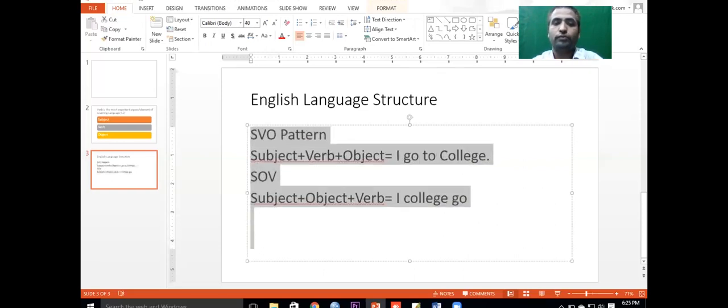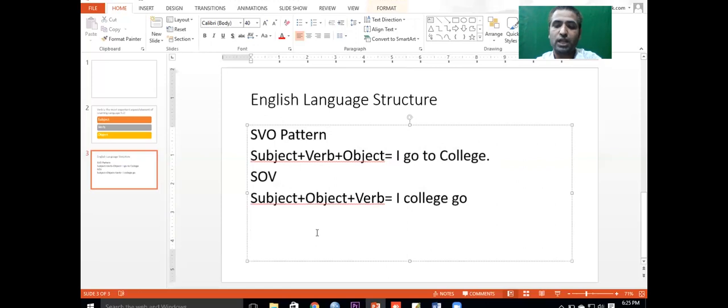You can say that the structure of English language is subject, in brackets, subject plus verb plus object. So without subject and without object also, there is the possibility of a sentence, but without verb, there is no possibility. So verb is the crux, the obligatory, compulsory element in a sentence. It should be over there. Without verb, you can't make the sentence.